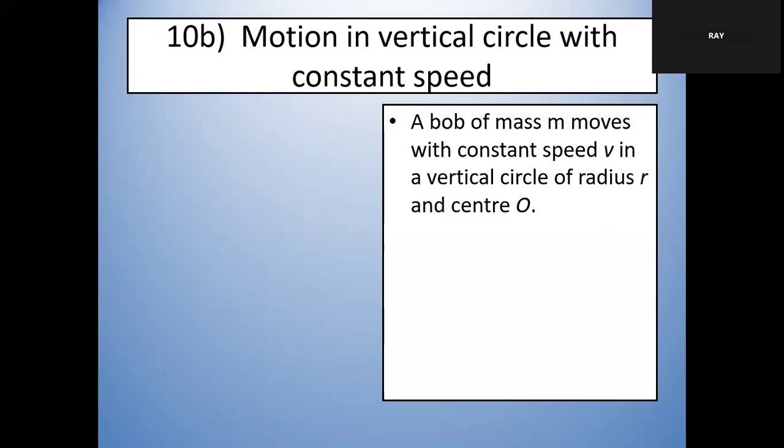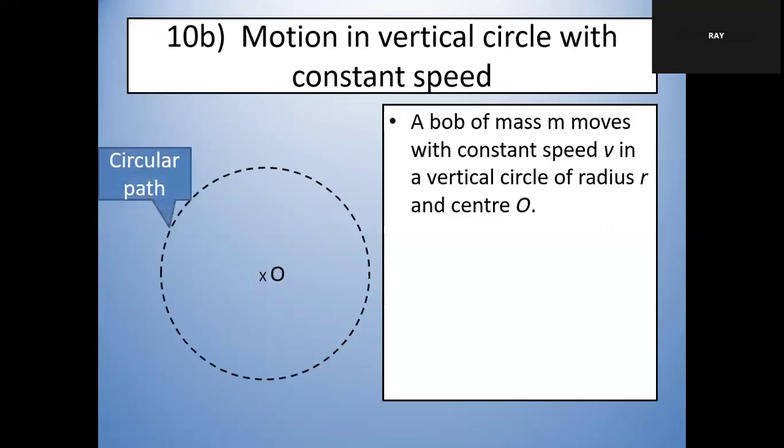Right? A bob of mass m moves with constant speed in a vertical circle of radius r and center O. Right? That's your circle and your circular path. Center O is the center, r is the radius. That's your mass m. That's the string.